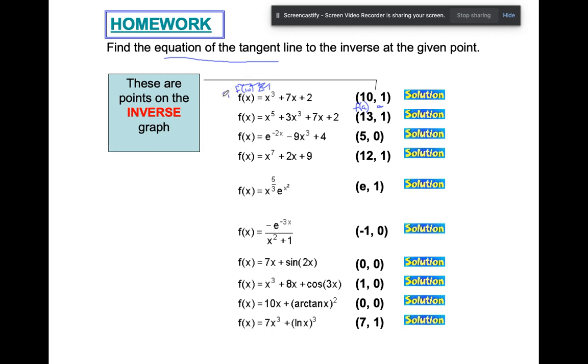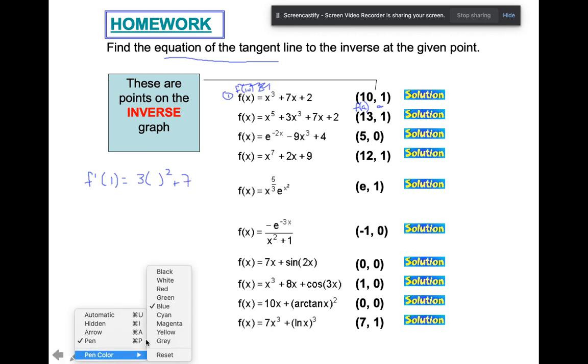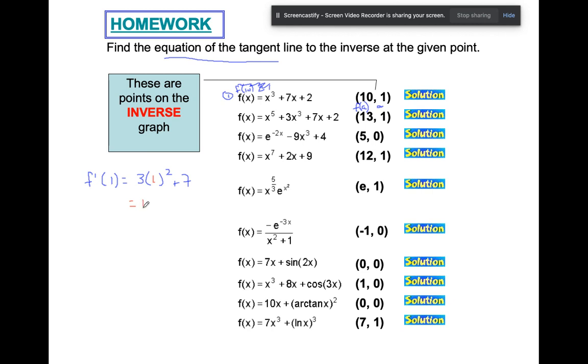So let's do the first one together. Find the derivative of the original at the original domain. The equation of the tangent line then is the point on the inverse, because now, right, this is your x and this is your y on the inverse. Take the slope you found at the original with the original domain and flip it. Done.